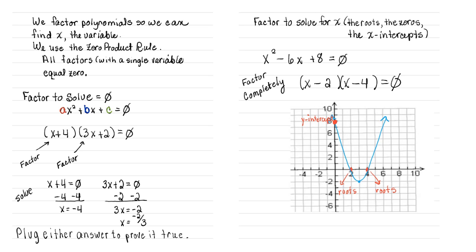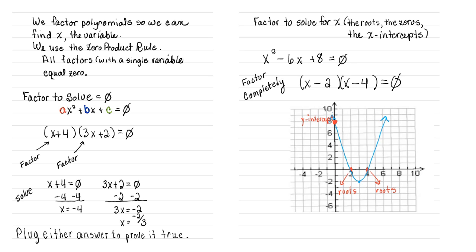So we factor, and here I have an example of two factors, a binomial times a binomial, x plus 4 and 3x plus 2 equals 0. We just set each one of the factors equal to 0. So x plus 4 equals 0, minus the 4 on both sides, and x equals negative 4. And then we take the other one, 3x plus 2 equals 0, subtract the 2 from both sides, bring down the 3x, and of course we have to divide everybody by 3.